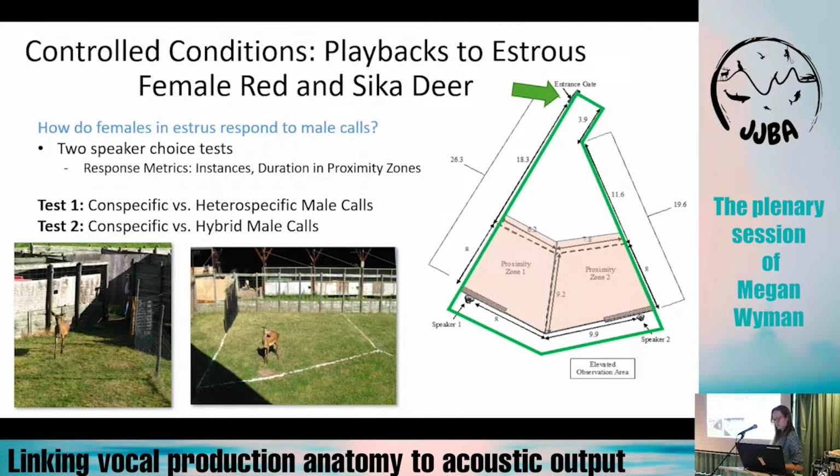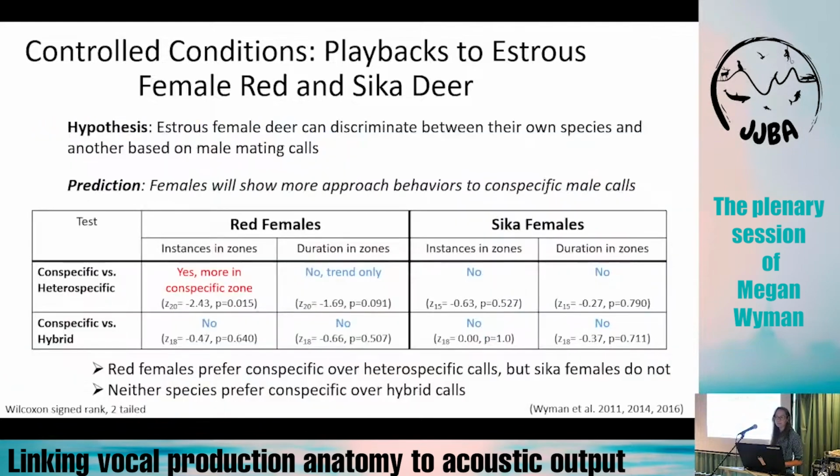We had a speaker over here on this end, for instance, playing a conspecific call, and then back and forth at the same time with a heterospecific call. And then the female would get released in the entrance gate, wander around, and we would measure how much time she spent in these proximity zones in front of the speaker. The idea, again, is that they should be able to discriminate their own species if they're in estrus and only approach the conspecific. So here we have the 2 different tests, conspecific versus heterospecific speakers going off at the same time, and then conspecific versus hybrid in 2 separate tests.